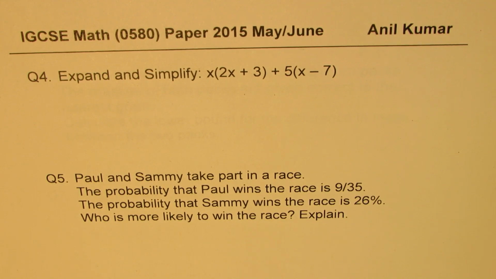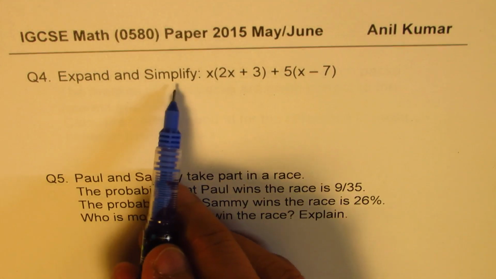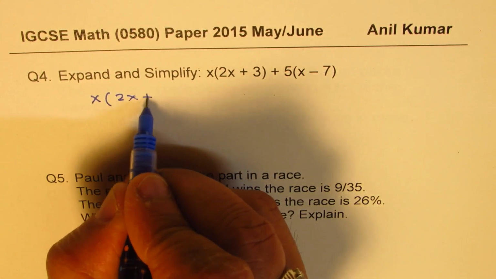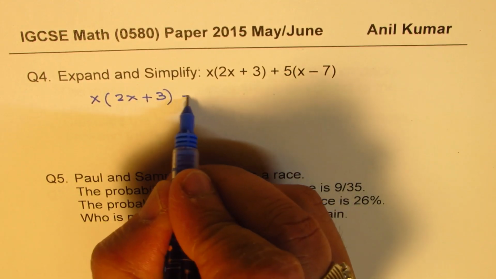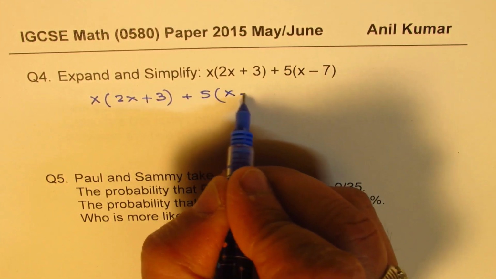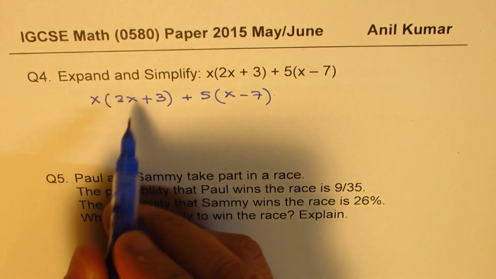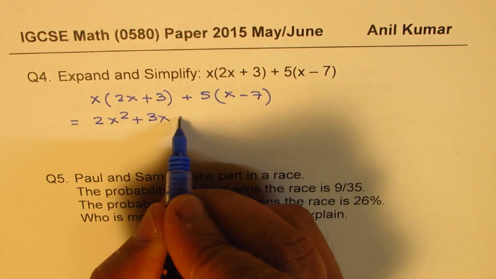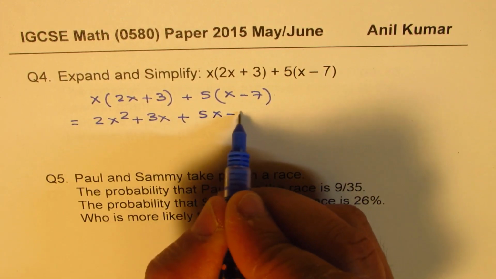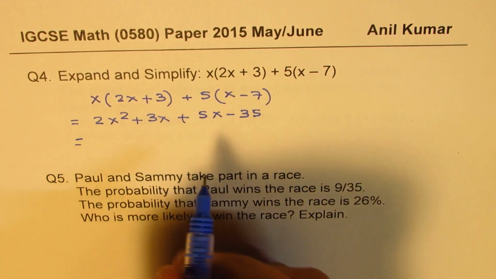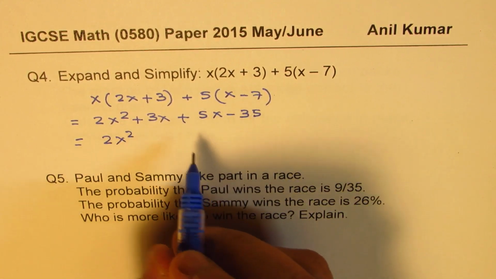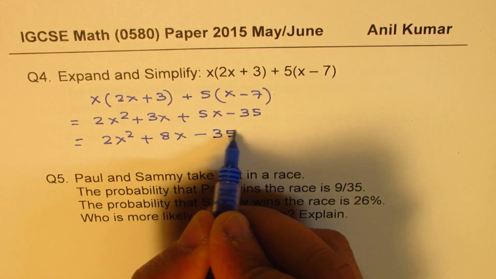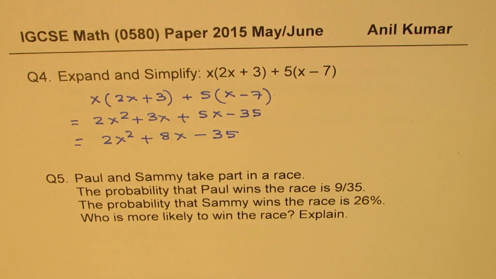Now let's move on and take question number 4. Expand and simplify. So let's expand. That is the distributive property, which is going to be applied here. x times (2x plus 3), plus 5 times (x minus 7). First you multiply by x, you get 2x squared plus 3x, and then with 5 the other terms, which is 5x minus 35. Now we need to combine the like terms. We get 2x squared, 5 plus 3 is 8x, minus 35. So that is what we get.